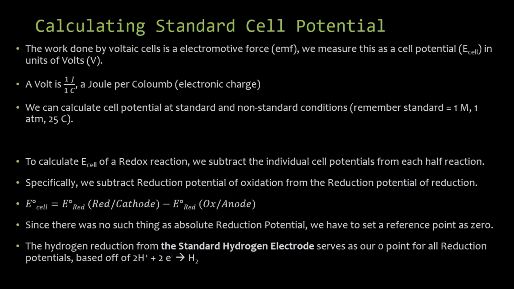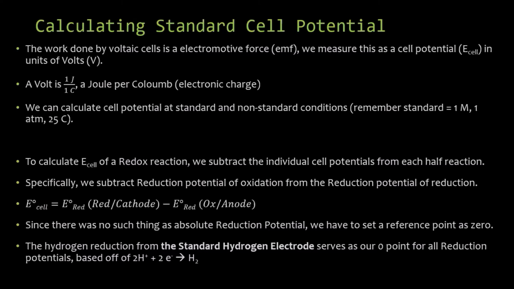Now we can calculate the cell potential at standard and non-standard conditions the same way as we calculated delta G at standard and non-standard conditions. But either way, to calculate the E cell of a redox reaction, we will simply subtract the individual cell potentials from each half reaction. Specifically, we will subtract the reduction potential of the anode from the reduction potential of the cathode: cathode minus anode.